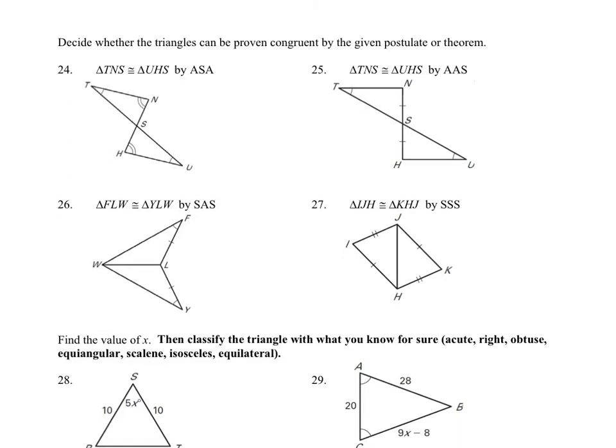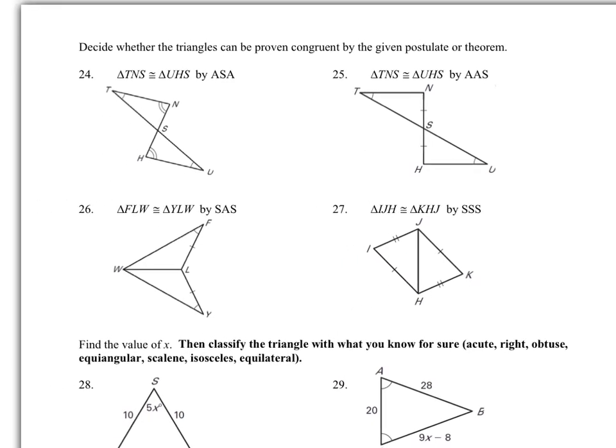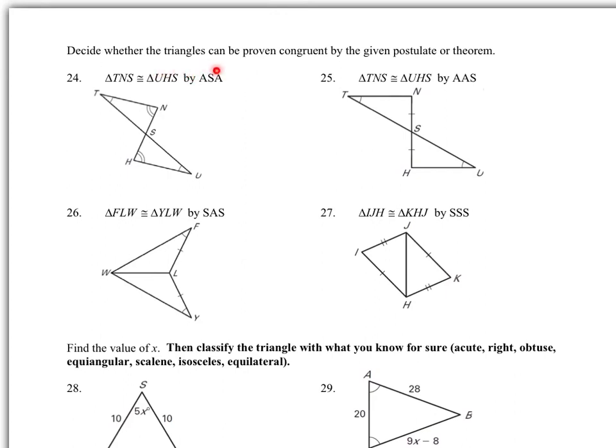All right. Decide whether the triangles can be proven congruent by the given postulate or theorem. So in this example, we want to know, are the triangles congruent by ASA? So what do we have here? We have an angle. We have another angle. Using vertical angles, I can say that these two middle angles are congruent. But I don't know anything about all the sides. AAA is not a rule, so no, we can't use ASA to prove these triangles congruent.